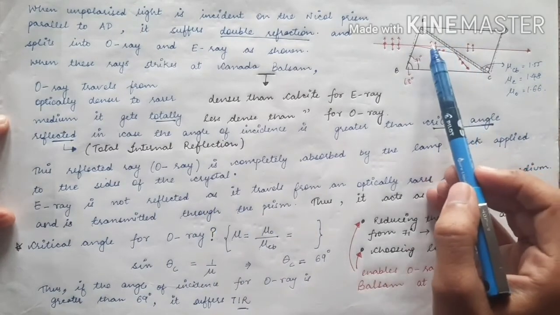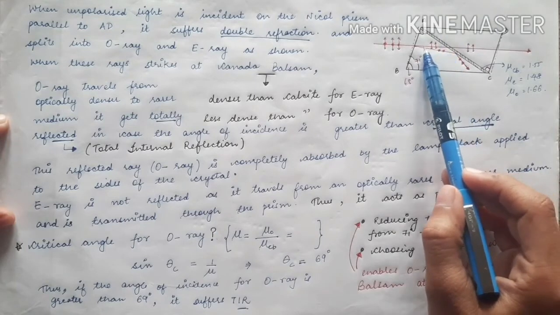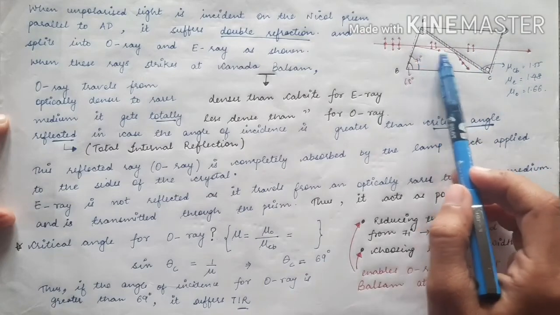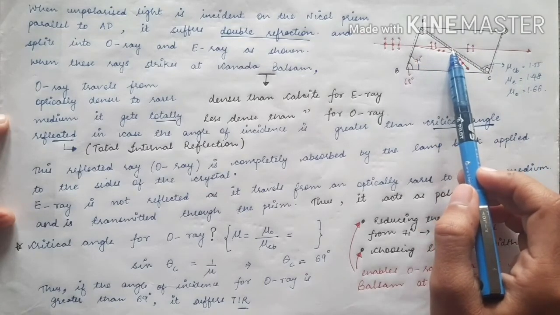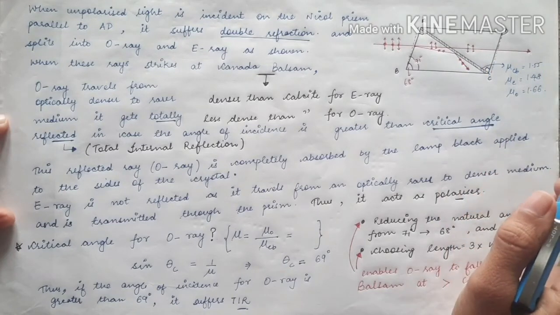Now what happens is that this E ray, which is at the top, passes as it is through this Nicol prism. There will be refraction at the Canada balsam layer, and after that, it will pass through the Nicol prism.